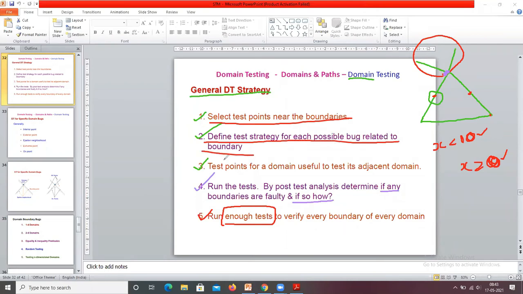Next, because every boundary serves at least two different domains, a test point used to check one domain can also be used to check adjacent domains. And then run the tests, and post-test analysis determines if any boundaries are faulty and if so, how. And finally, run enough tests to verify every boundary of every domain. Okay.